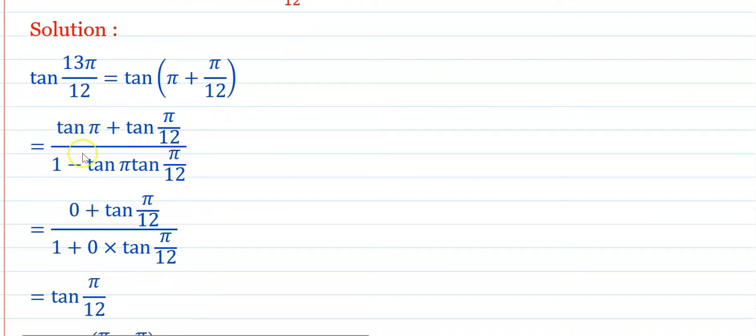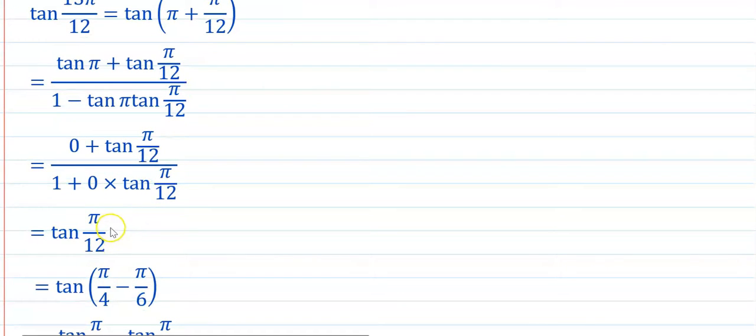But what is the tan of pi? Tan pi is 0. Tan of pi by 12 is as it is. Tan of pi is again 0. 0 into pi by 12, that is 0. And hence 0 plus pi by 12 upon 1 minus 0. Therefore tan of pi by 12 upon 1 and overall you will get here tan of pi by 12.